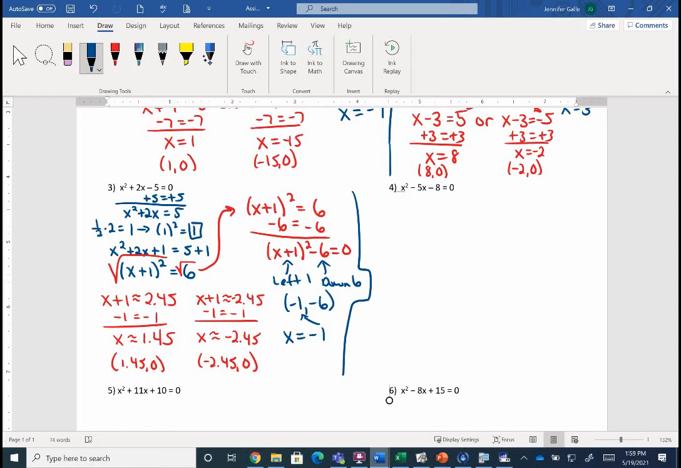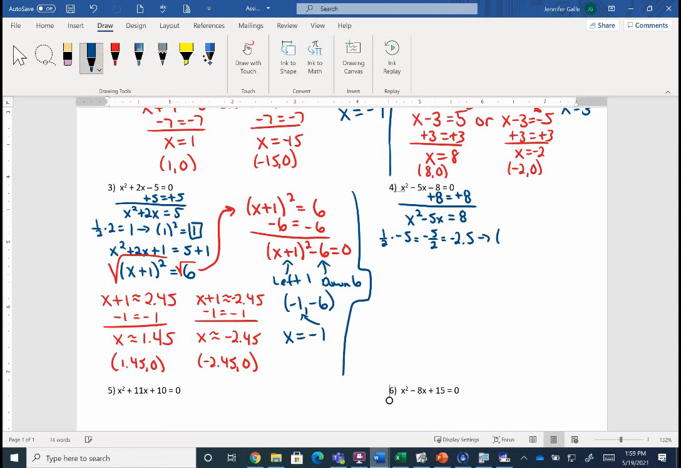For question number 4, same process. Add your constant, your c value, to the other side. X squared minus 5x equals 8. Now this one's going to be just a little bit trickier because our b value is not an even number. So we still need to do half of negative 5. And that's going to be negative 5 halves. This is a nice decimal. Let's go ahead and use negative 2.5.